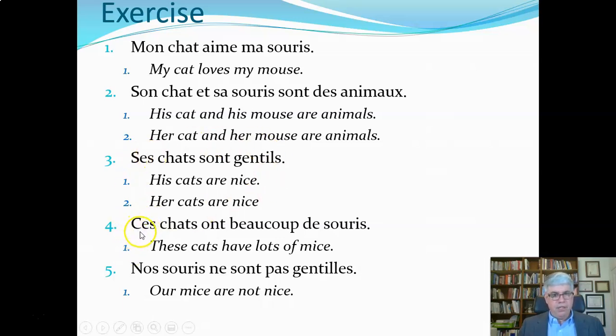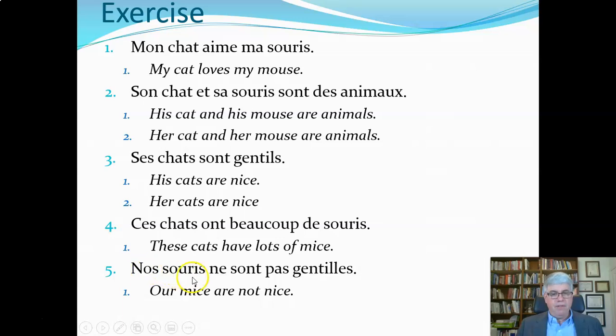Now this next one, we have ces chats ont beaucoup de souris. So here we have ces chats with an S, and we've got ces chats with a C, which means it's going to be these cats. These cats, ont is the plural of avoir, third person. These cats have beaucoup de souris, lots of mice. I guess they've been successful hunters, or they've got lots of friends who are mice.